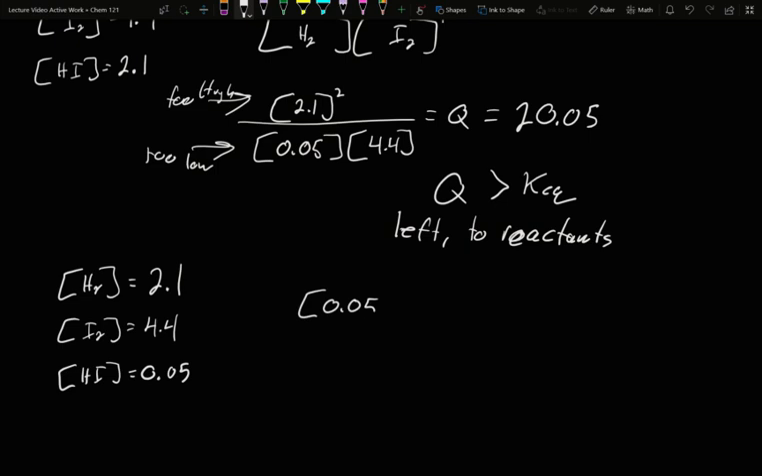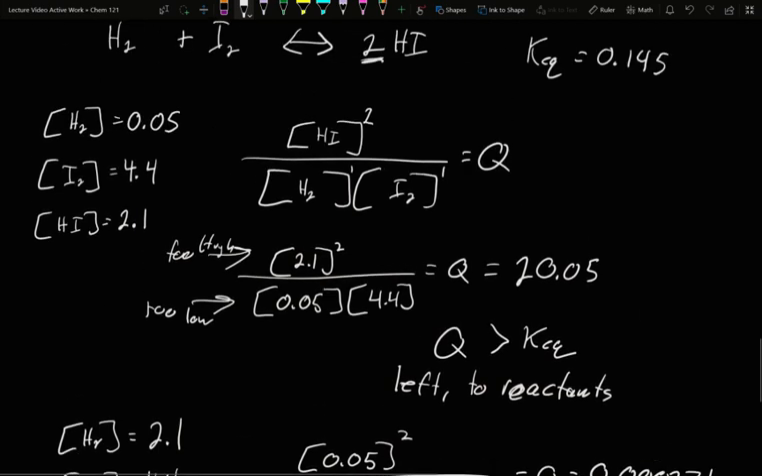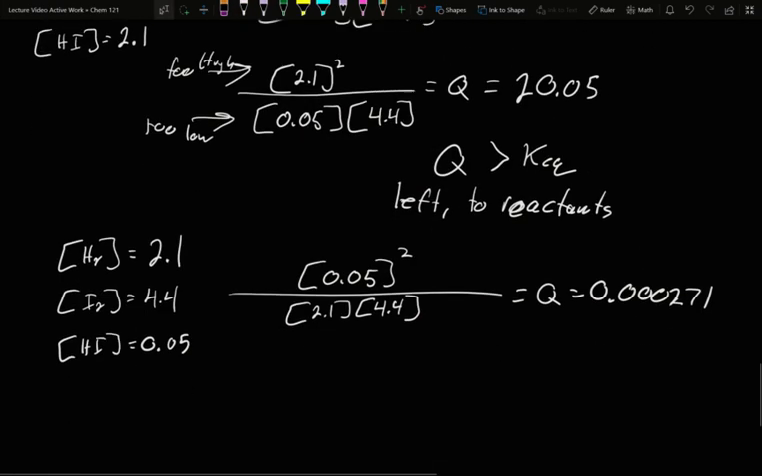Well, this time 0.05 squared is our HI. 2.1, 4.4. So I can plug in the values of the concentrations of each reagent and each product. 0.05 squared divided by 2.1 divided by 4.4. In this case, our Q is 0.000271. Much too small. We want it to be, as we saw earlier, 0.145. Now our Q is much smaller than KEQ.